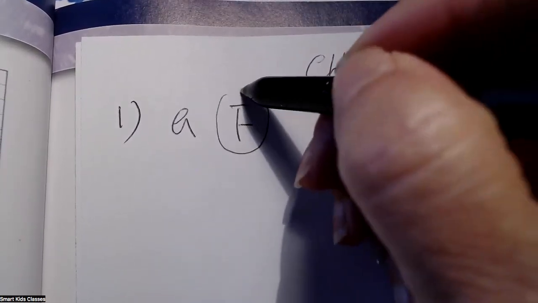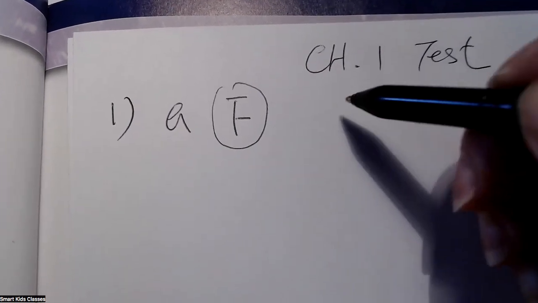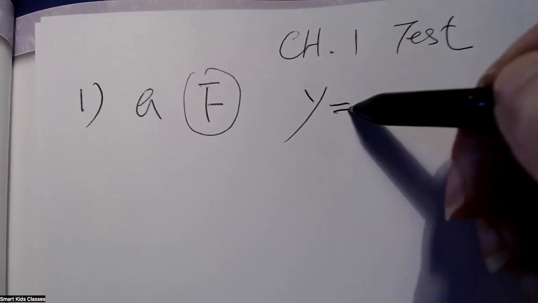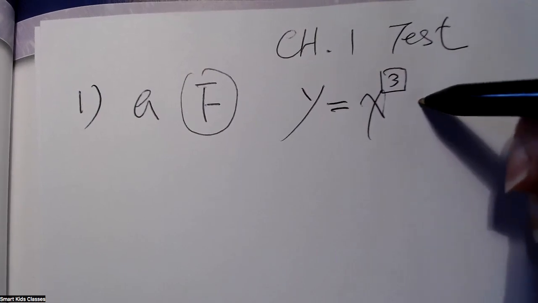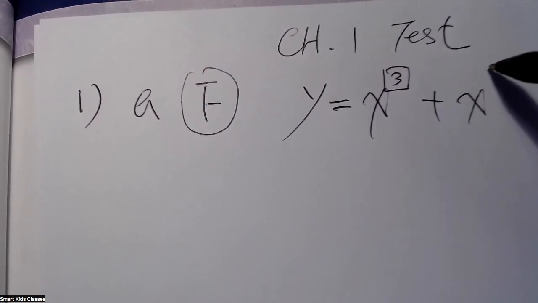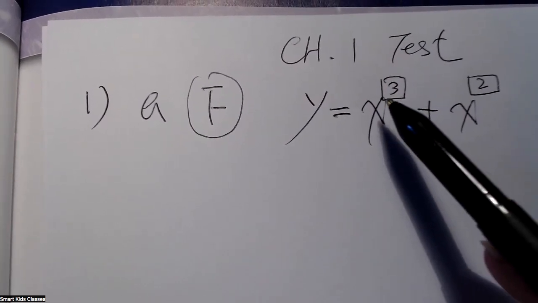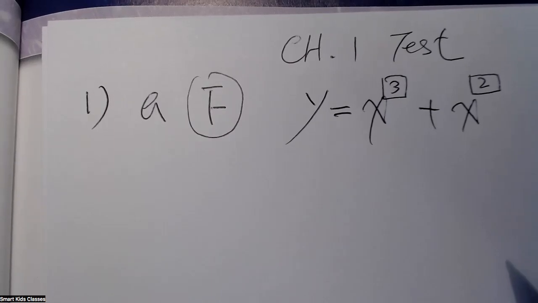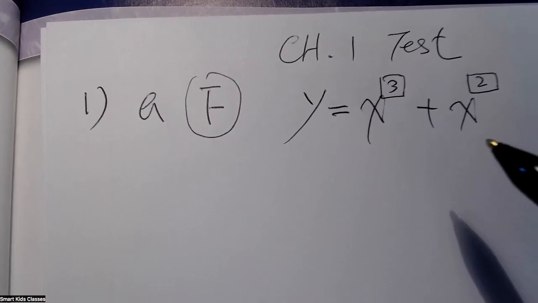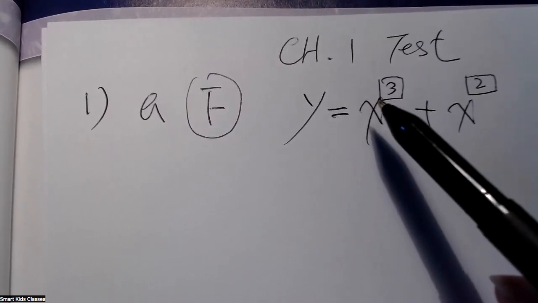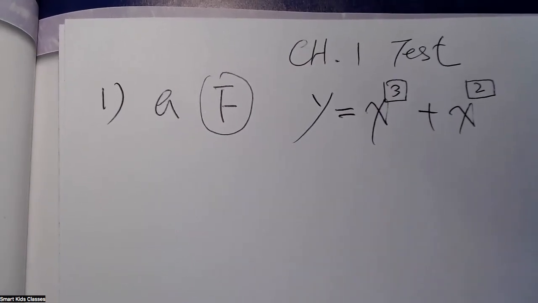Why is this false? I will explain it to you with an example. If I give you an example, y equals x exponent 3 plus x exponent 2, this is an odd degree and an even degree combined together. Therefore, the statement that all odd degree polynomial functions are odd functions is wrong. There's an even degree inside, so we mark it false.